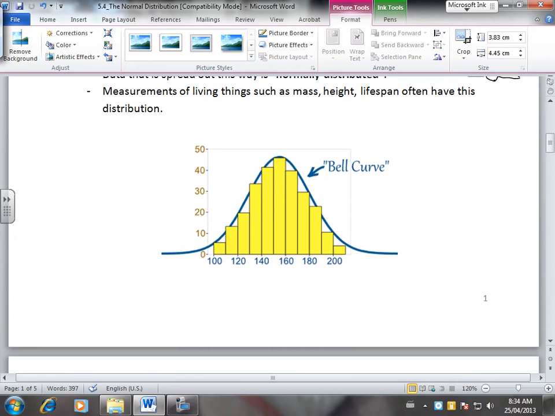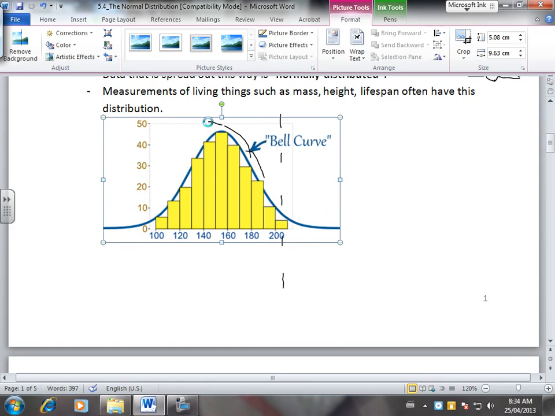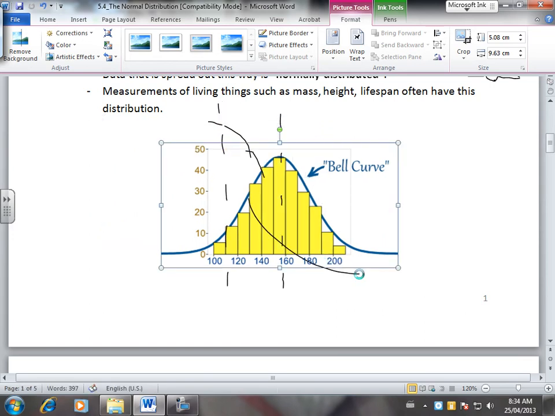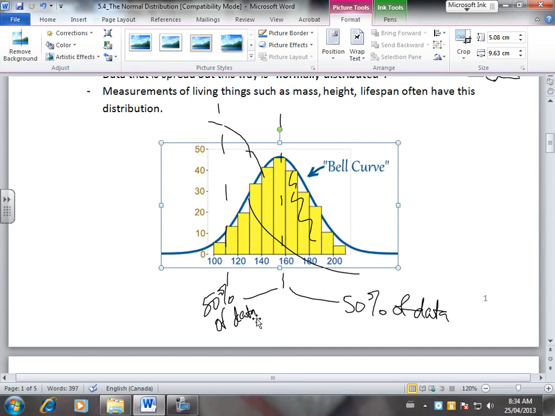So when we look at this bell curve here, what you can do is draw a line down the center, and on either side of this line, there's 50% of the data. Okay, so if we split our bell curve down the middle and look at either half of that bell curve, you should find 50% of the data.